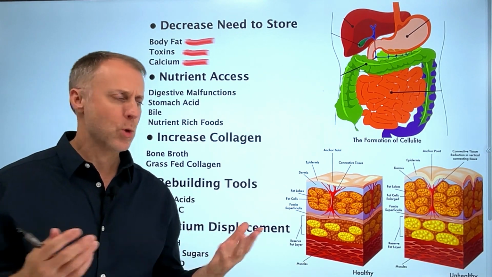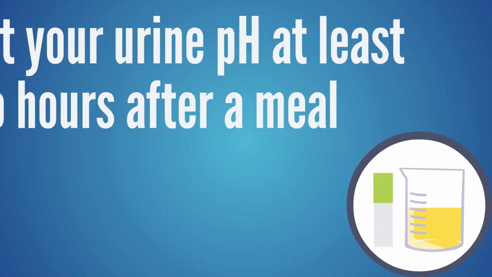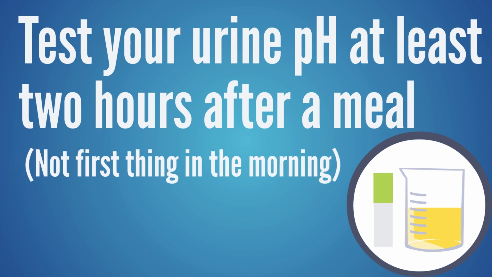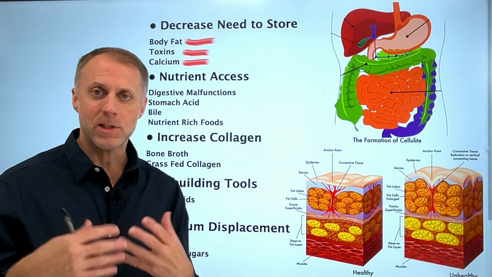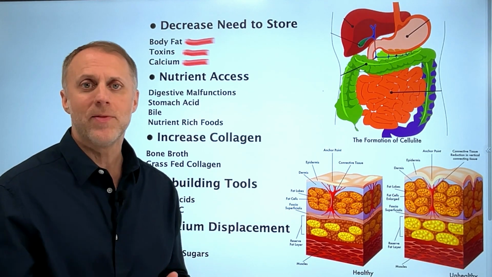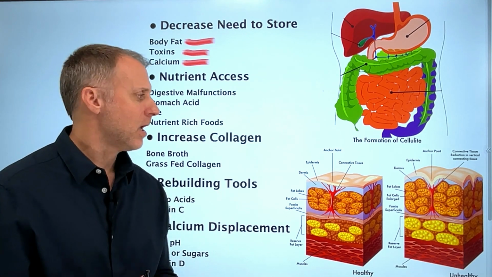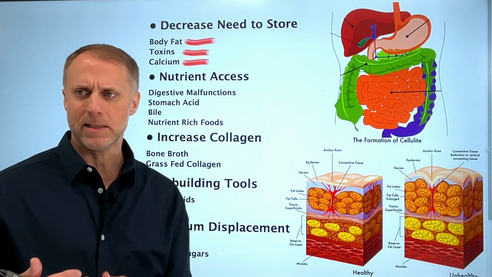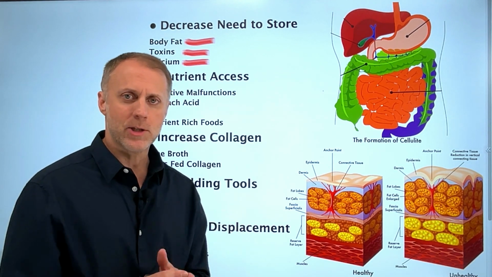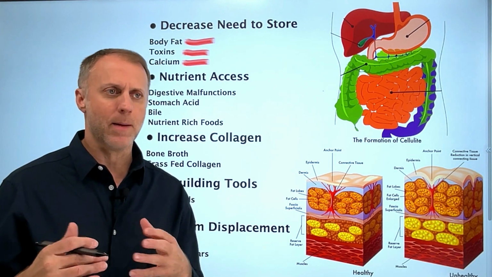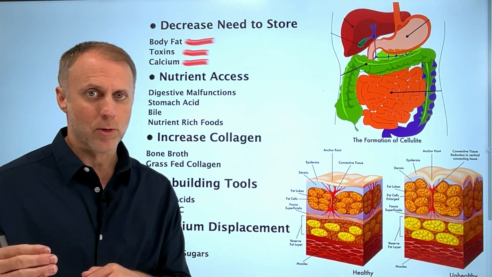So one thing that you can do is look at your urine pH at least 2 hours after a meal, and if that urine pH is like 6.2, 6.3 or higher, that's a strong sign that you're peeing out a lot of calcium, and that calcium is alkaline and it's raising the alkalinity of your urine pH. So that can be a possible sign. It's not a diagnostic thing or anything, but it's just a sign that if your urine pH is high, you might want to take some steps that might reduce your carbohydrate or sugar intake.